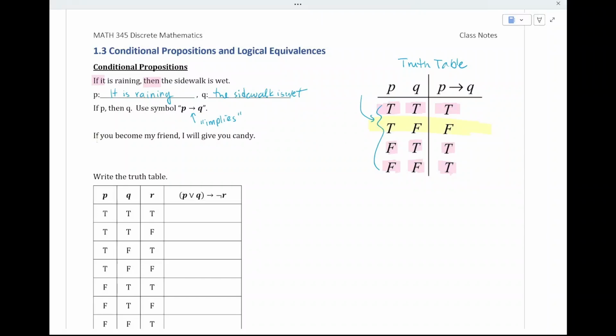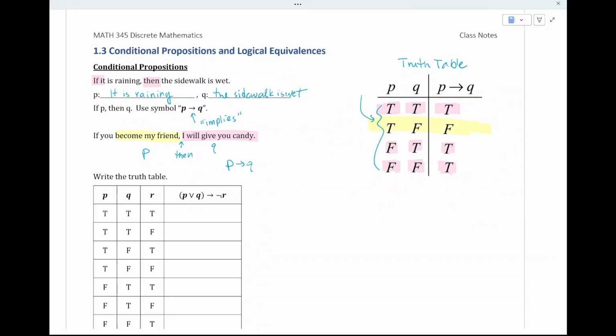We have another example down here. If you become my friend, so this is P, then, I don't see the word then written, but it's right there, then I will give you candy. This is P implies Q, where P is become my friend and Q is I will give you candy.